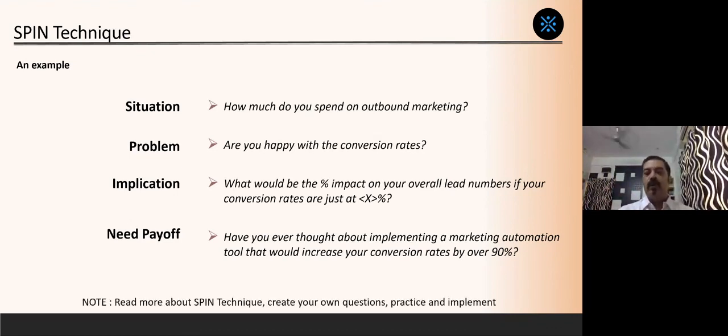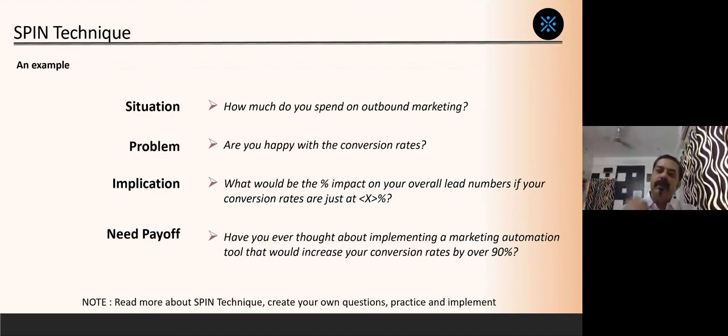You can read more about the SPIN technique. You can create your own questions based on the context, your product and service. And obviously, as I mentioned earlier, you need to practice a lot, because the SPIN technique itself is not an easy one to adopt or implement. There are umpteen agencies who do full-time workshops on this. Salespeople go through a few days of training sessions, workshops and mock sessions. But it's not rocket science. If you get the right gist of it, you can internalize it very well.